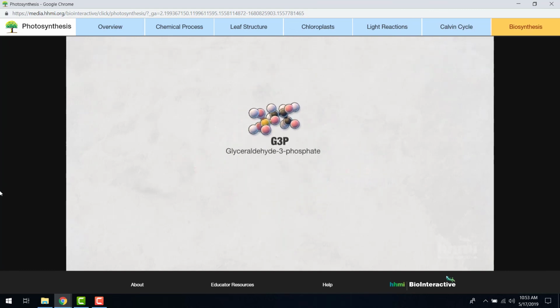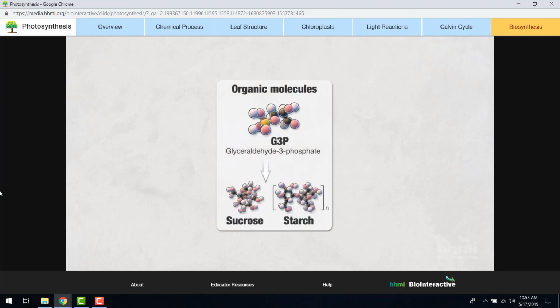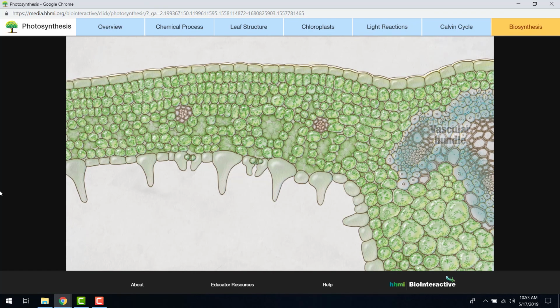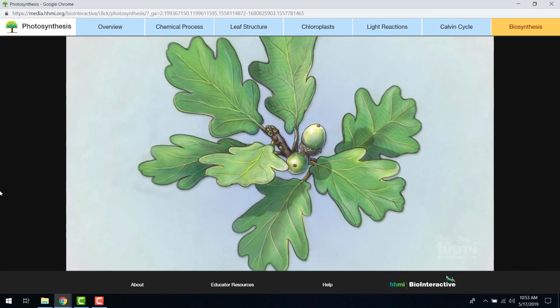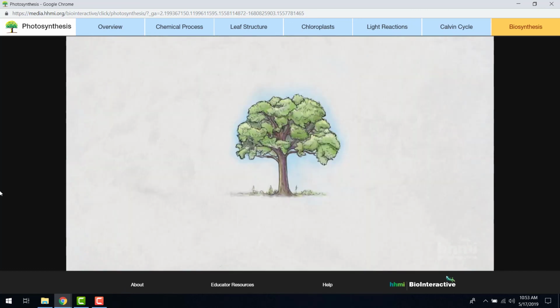G3P, the net product from the Calvin cycle, can be used to generate other organic molecules, such as sucrose or starch. Sucrose, produced by leaf cells, is transported through the vascular bundles to other parts of the plant, like stems and roots. Leaf cells can also sometimes form starch for long-term energy storage.